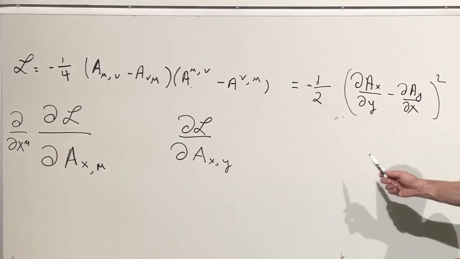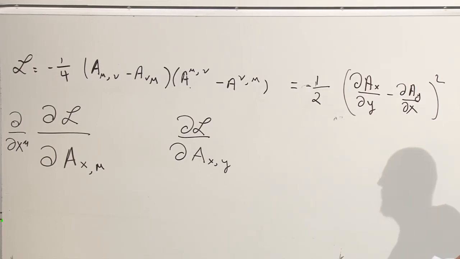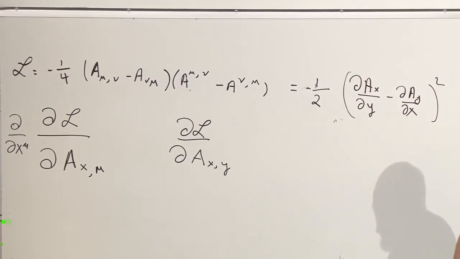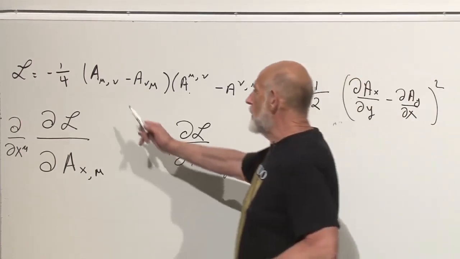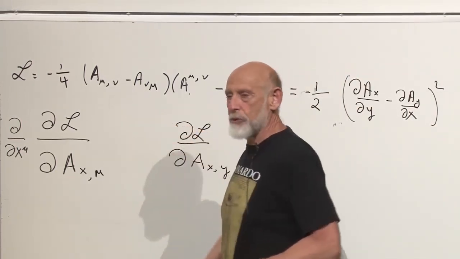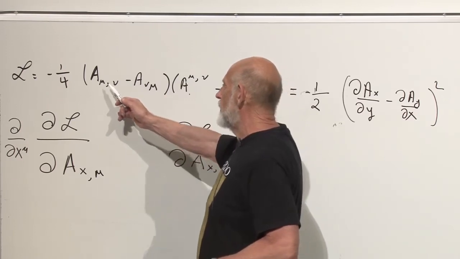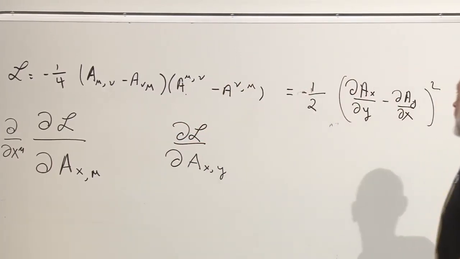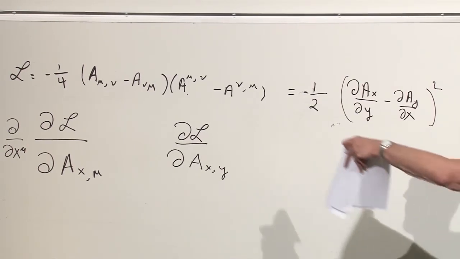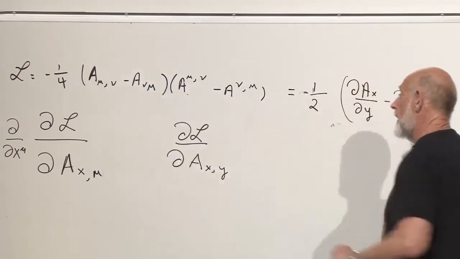Now, why do I have a half here instead of a quarter? Because there are two terms. There's one term in which mu is x and nu is y, and there's another term in which mu is y and nu is x. So you basically get two terms for each combination mu and nu.